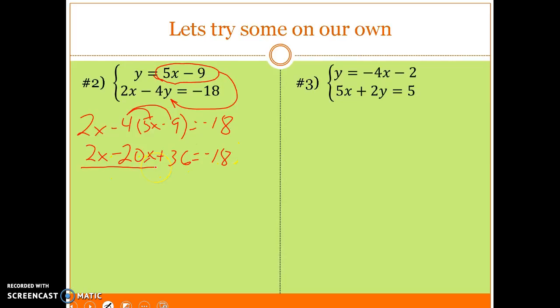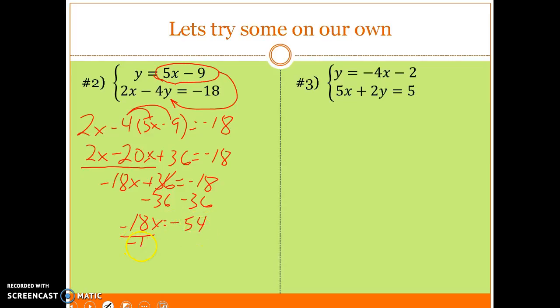Well, these are like terms. I can put those together. 2x minus 20x is negative 18x plus 36 equals negative 18. I want to get the x by itself, so I'm going to get rid of adding 36. I'm going to subtract 36 from both sides. So negative 18x is equal to negative 18 minus 36, which is negative 54.